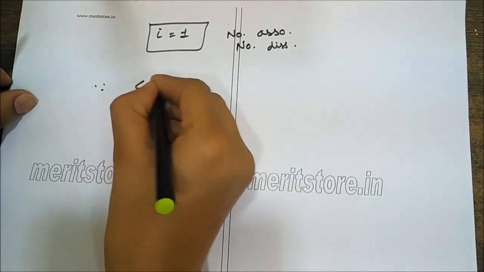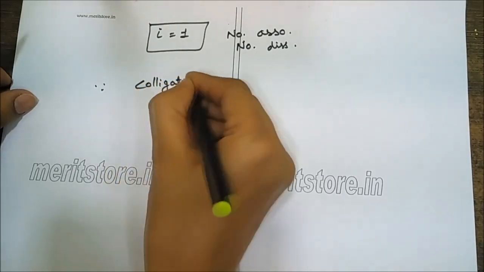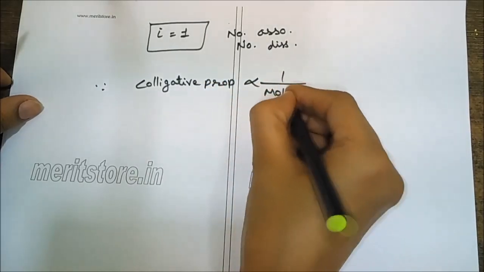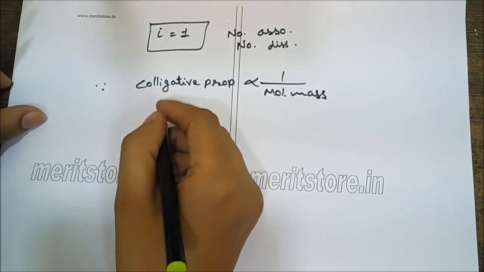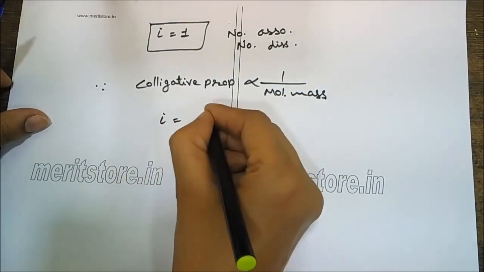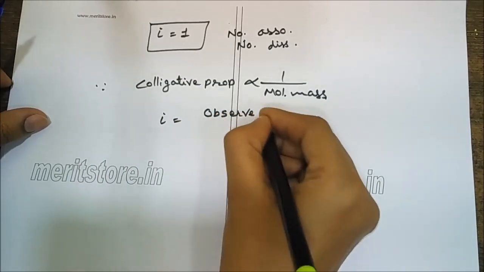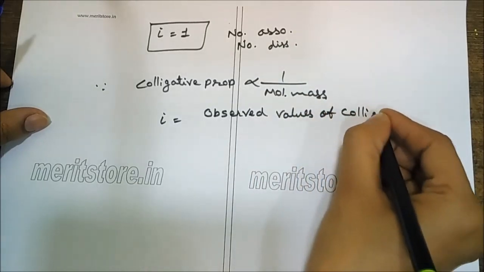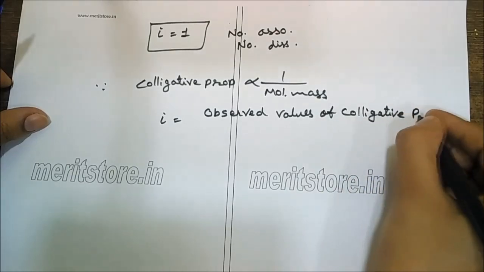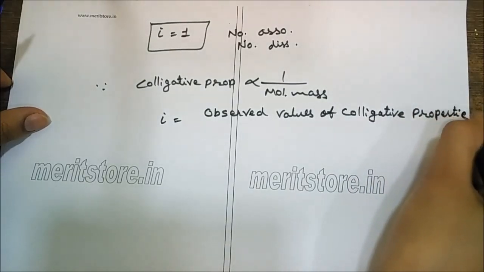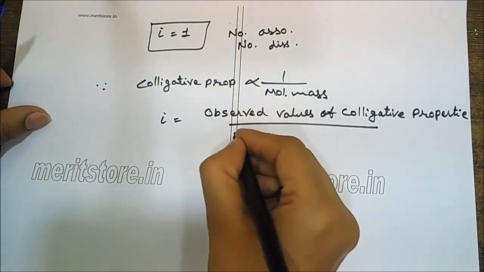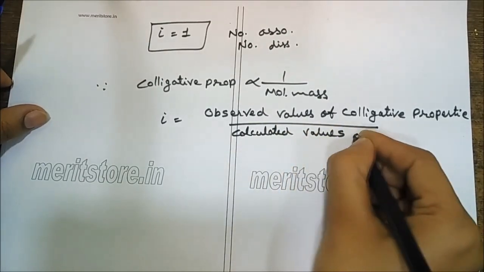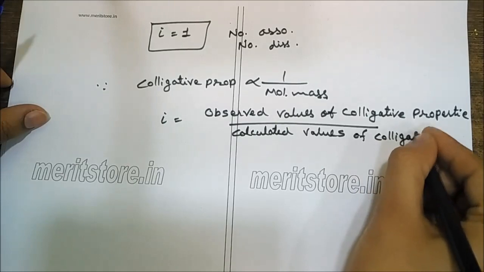As we know that colligative properties is inversely proportional to the molecular mass, then i will be equal to observed values of colligative properties divided by calculated values of colligative properties.